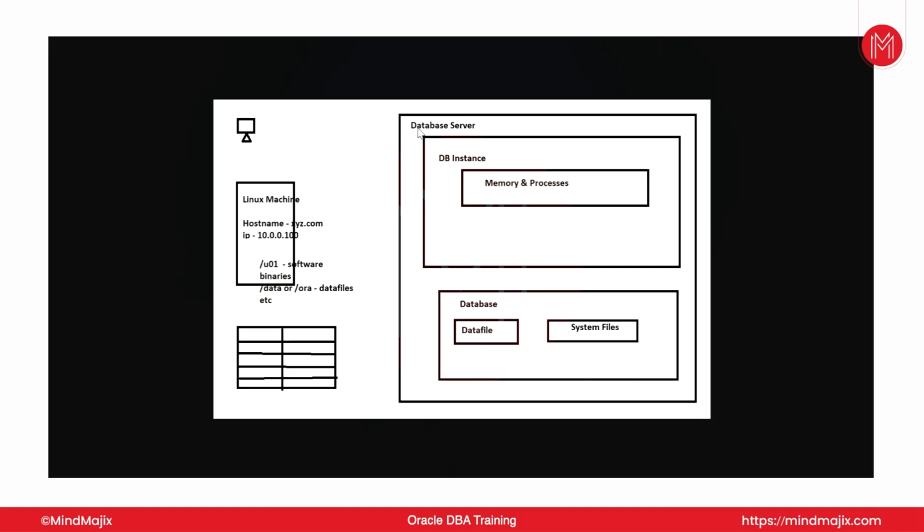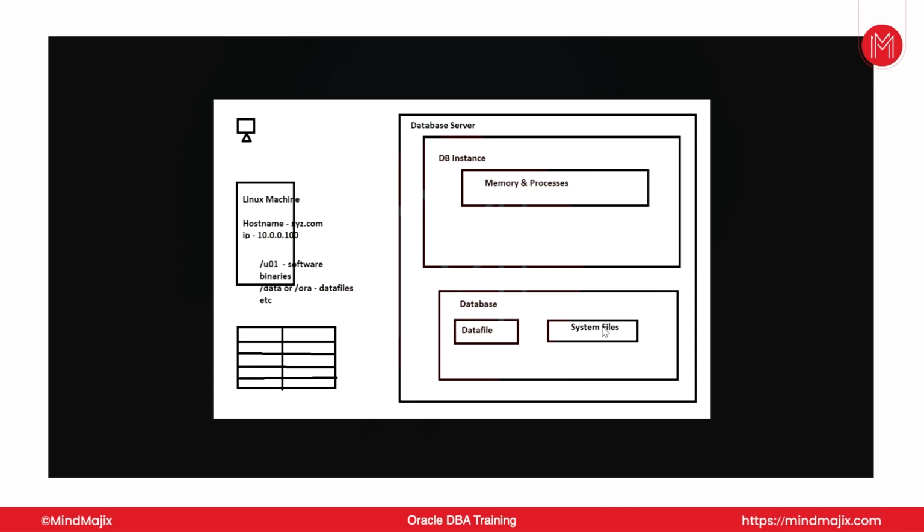We will always have a database server. Now, a database server consists of a database instance and a database. The database is nothing but a set of data files and other system files. The data files are the files which are created by the operating system, and these are the files which contain the actual user or application data.